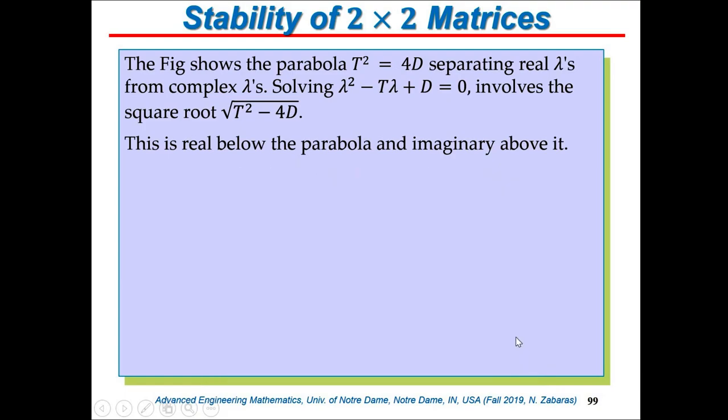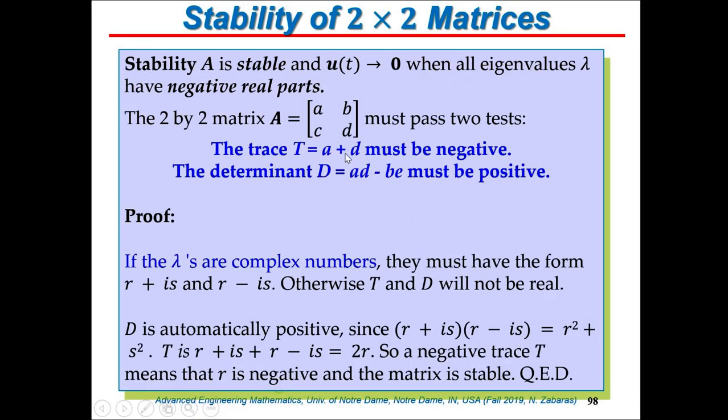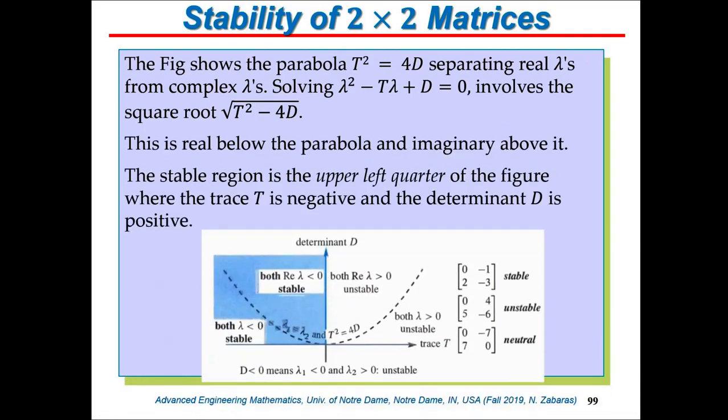And again, I remind you the two criteria, if I can go back, for 2 by 2 matrices to get negative eigenvalues or eigenvalues with negative real parts: the trace has to be negative, and the determinant has to be positive. So this is a very nice way to actually demonstrate graphically all the possible scenarios.